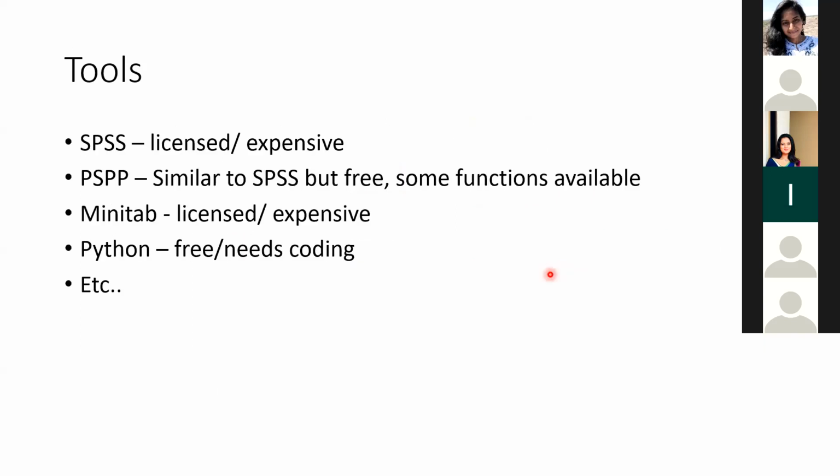And there are some licensed software like SPSS, Minitab. We have PSPP. It is very similar to SPSS, but it's free. And some SPSS functions are available. And Python, again free, but it needs some learning, right? So what is your favorite statistical software? Okay, maybe SPSS or maybe R, right?